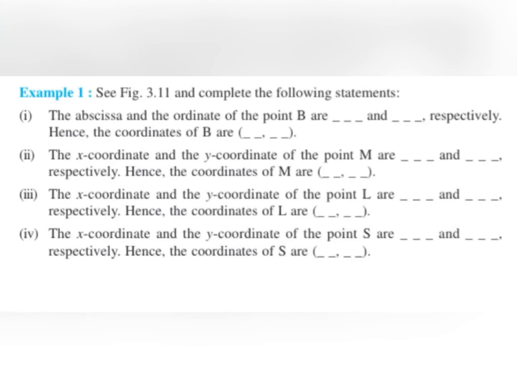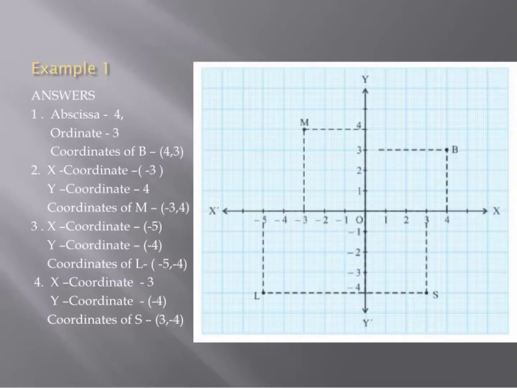See figure 3.11 and complete the following statements. So with the help of the figure given to us, we have to complete the following statements. Let us see it. So students, this is a figure given to us in the textbook. Here you can see that coordinate plane is formed on the graph paper and points B, M, L and S are plotted on it. With the help of this, we have to complete the statements given to us.